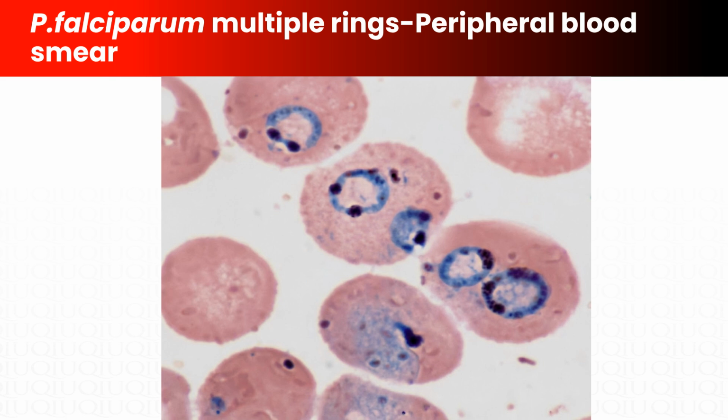This image shows a characteristic feature of Plasmodium falciparum infection: multiple ring forms within a single red blood cell. While other Plasmodium species typically show only 1 parasite per erythrocyte, P. falciparum commonly infects red blood cells with 2 or more rings. This finding is highly suggestive of falciparum malaria and is an important diagnostic clue. The ability of P. falciparum to multiply extensively and infect multiple cells simultaneously contributes to the high parasitemia and severity of this species.